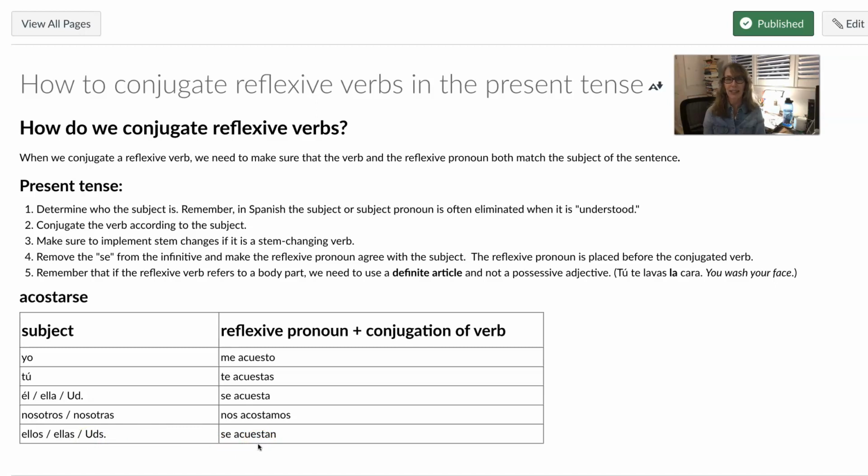Practice how to conjugate reflexive verbs with all of our verbs in the chapter.